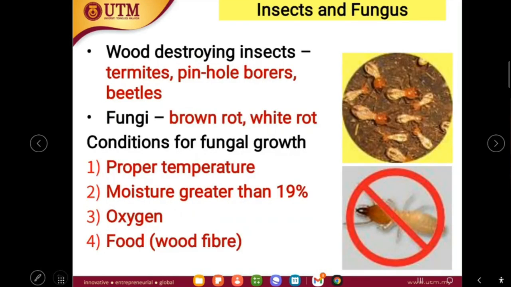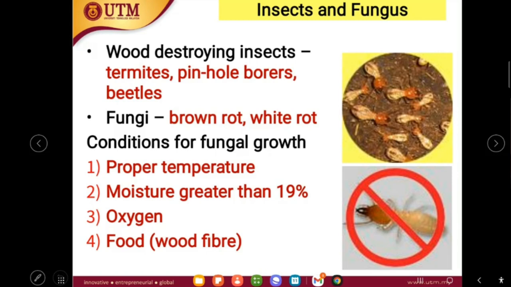And then we have insects and also fungus. Wood destroying insects, for example termites, pinhole borers, and also beetles. All of these are timber destroyers or wood destroyers. So no matter whether it is still a tree, or after it has become a timber product, when you already use the timber to build your house, these termites, borers, beetles will still attack your wood. So that's why the treatment is very important.